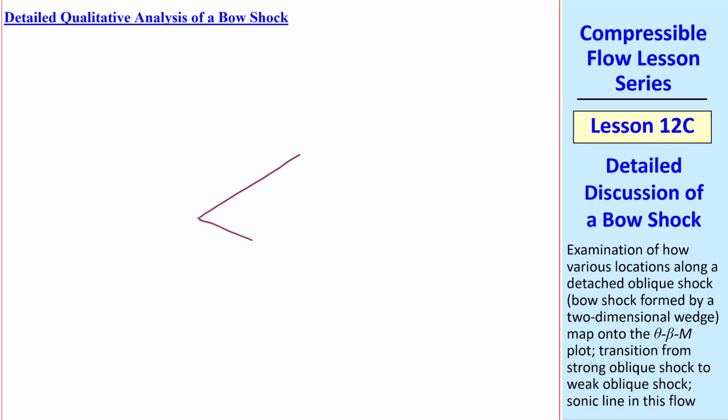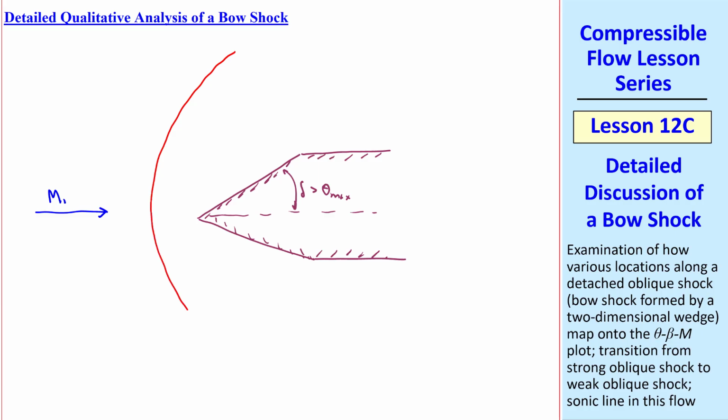We'll consider two-dimensional flow over a 2D wedge that eventually levels off like this, where the wedge angle, delta, is greater than theta max for a given upstream Mach number M1. Therefore, we'll have a bow shock that forms detached from the leading edge of this wedge. As mentioned previously, this point at the center line, which we'll call A, is locally a normal shock, so the shock angle beta is 90 degrees.